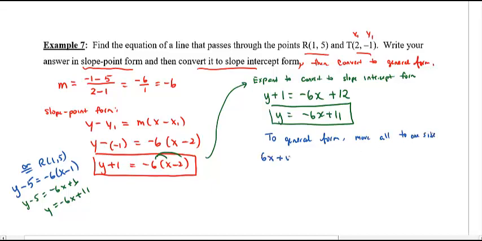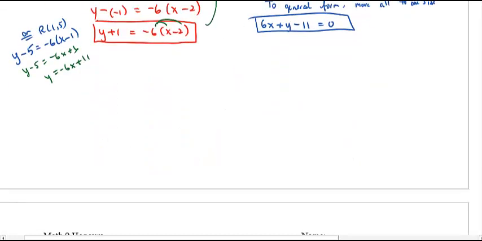x plus y minus 11 equals 0. Done. Okay, last page. Here we go.